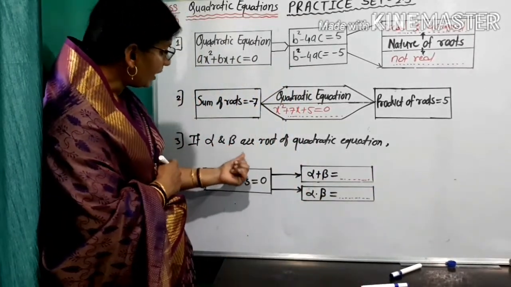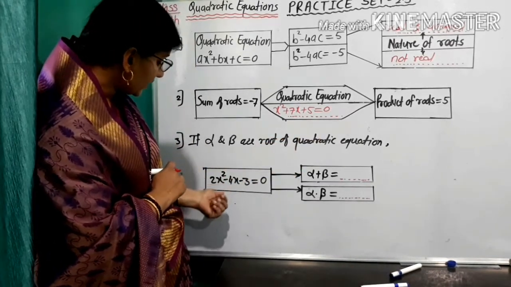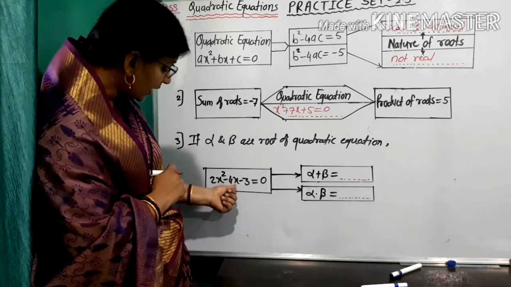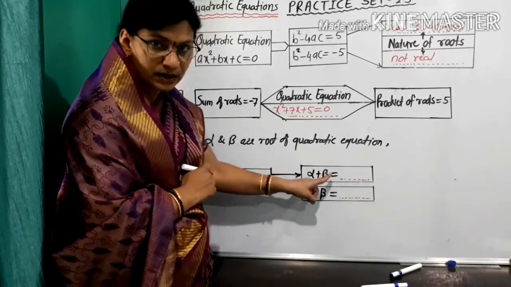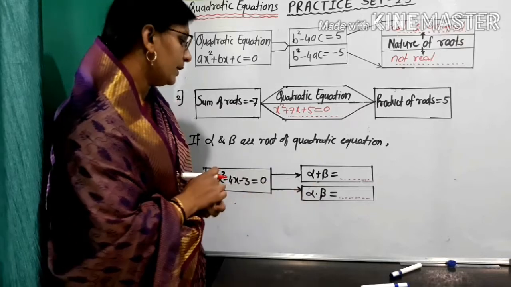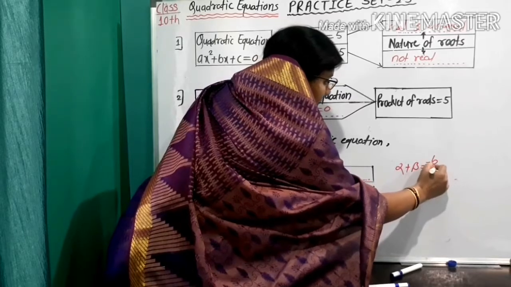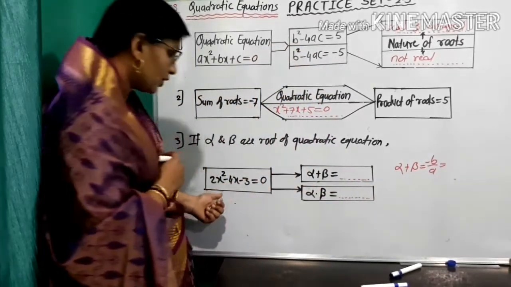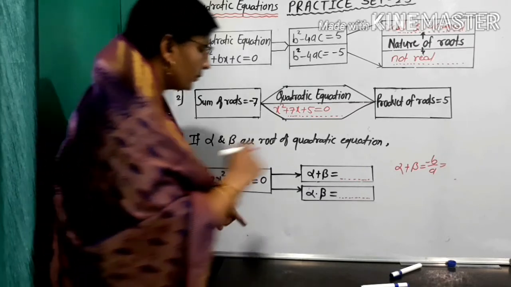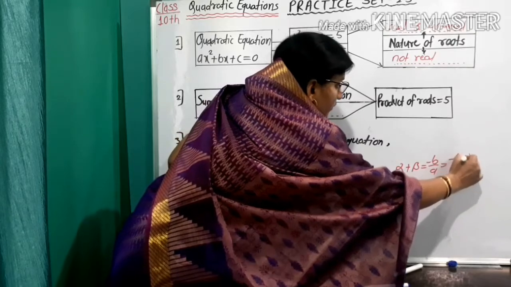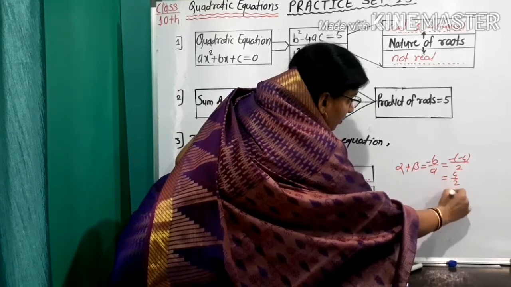If alpha and beta are roots of quadratic equation, then from this example given 2x square minus 4x minus 3 equal to 0, find the values of alpha plus beta and alpha into beta. We know that alpha plus beta equal to minus b upon a. From this equation value of b is minus 4, value of a is 2. So here minus of minus 4 by 2 equal to 4 by 2 equal to 2.